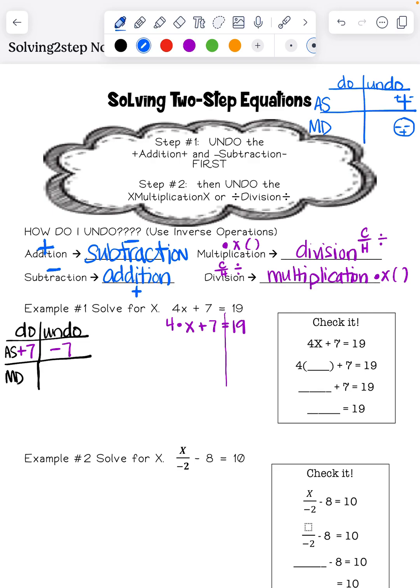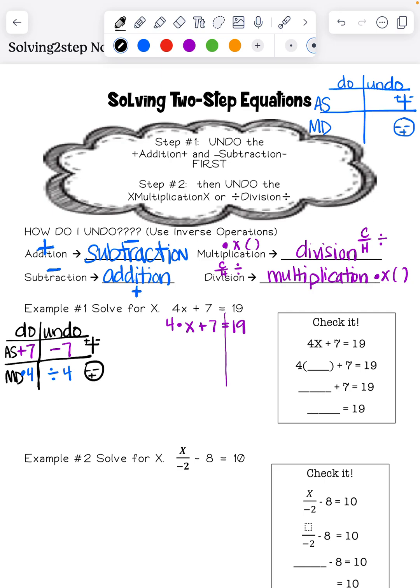The second step in my problem is to get rid of the multiplying by 4. And again, 4 times X. So I'm going to write, okay, they're multiplying by 4. So what's the opposite? The opposite of multiplying is dividing by 4. And so now that I have my do-undo chart made, I'm going to remind myself of my integer rules. So I may need my positive negative table for the adding and subtracting, and I may need my integer man for the multiplying and dividing. And so we just kind of remind ourselves of those things as we are solving.